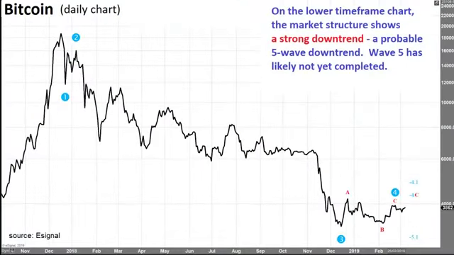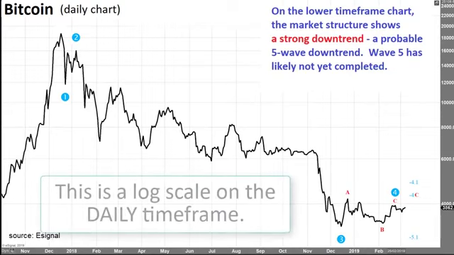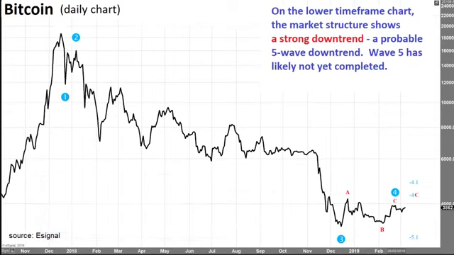This is also a log scale chart, a logarithmic chart, but on a daily time frame. It's a lower time frame chart. And yes, it is true that the crash we've seen in Bitcoin, the downtrend since the highs of 2017, certainly has been devastating. It's a terrible downtrend, without a doubt.